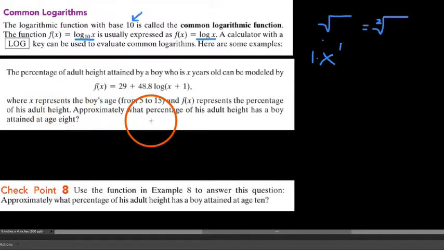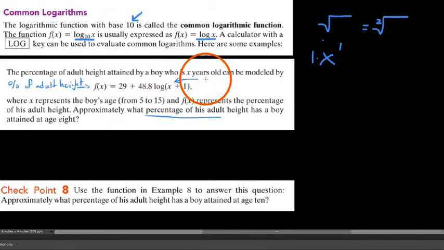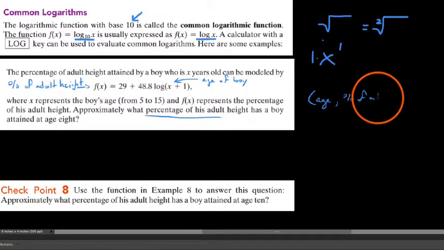So here's the deal. Let's look at the question first. What percentage of his adult height? Percentage of adult height. So we want to find this, and what I notice here is that this is the y value. So we're going to write this here: percent of adult height. I'm going to try to write smallish here. And then we say x. X is the age of the boy, and I don't have to write the restriction here, but between 5 and 15. So all ordered pairs here are age and then percent of adult height.